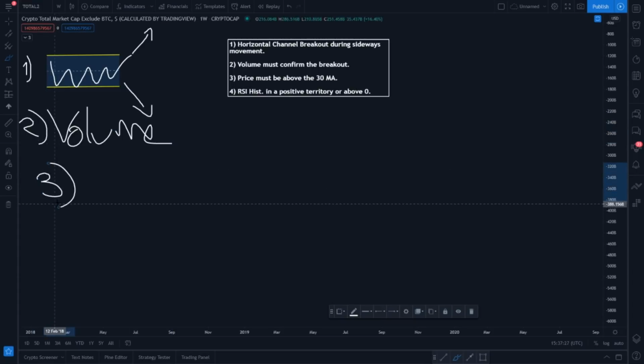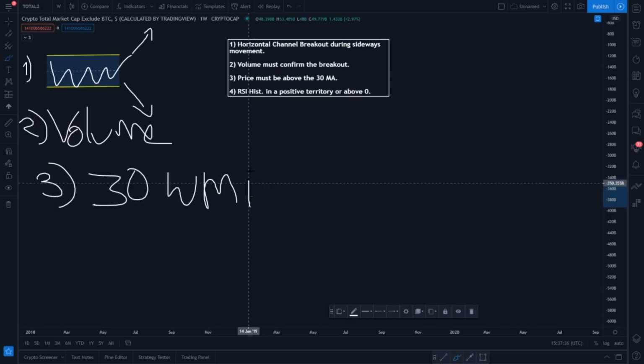The third thing we'll be looking at is that price must be above the 30 moving average. I personally like to use the weekly moving average. You can feel free to add both, it doesn't matter. In this case, the price must be above the 30-week moving average. Only then can we look for a long opportunity, because that indicates the trend is heading to the upside.